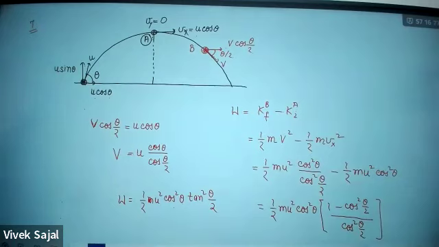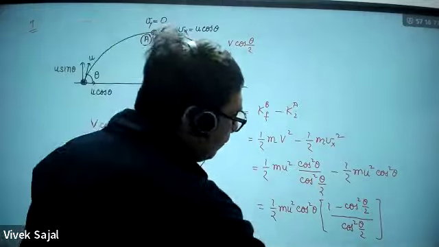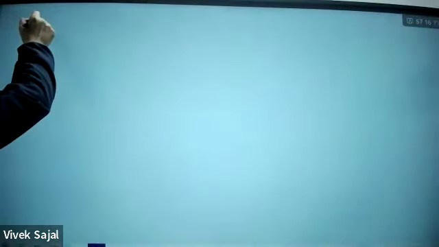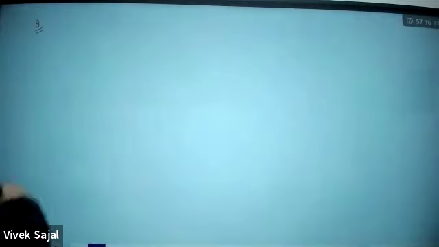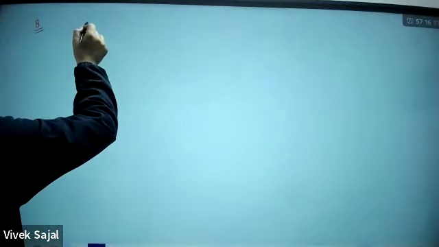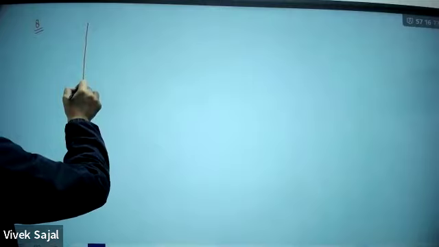Now go to question number 8. Next, question number 8. A block of mass m lying on the smooth horizontal surface is attached to a spring of negligible mass of spring constant K. The other end of the spring is fixed as shown in the figure. So what is given in this question is that you have a block that is attached with a spring.